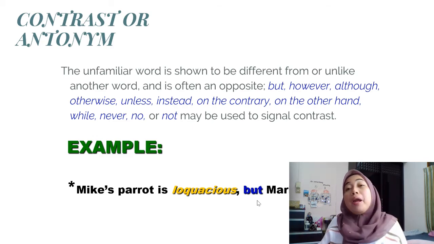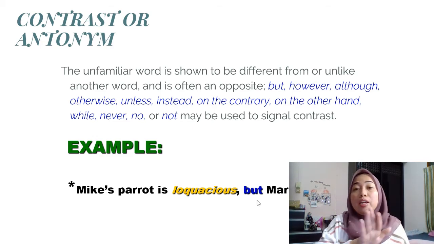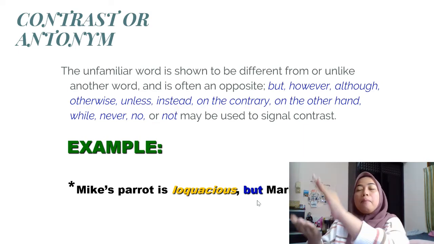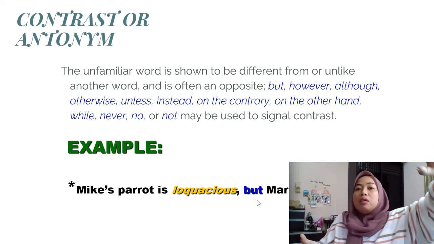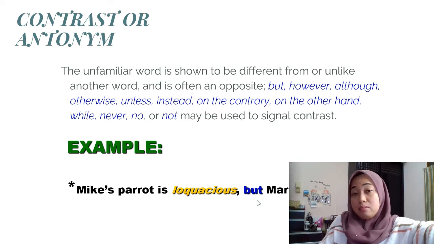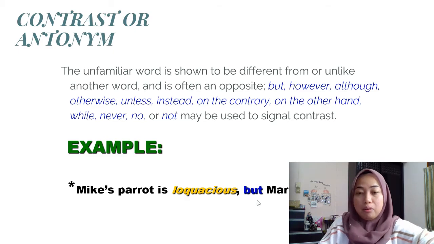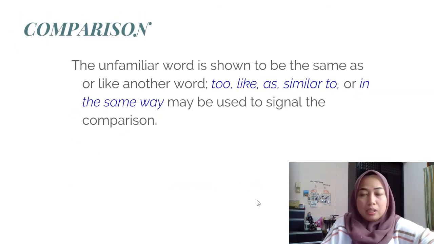Okay, do you see how you do that? So you can compare two things. And in order for you to get the meaning of one thing, you can make comparison by providing an easier example that is opposite, just like this example over here. Now let's move to comparison.